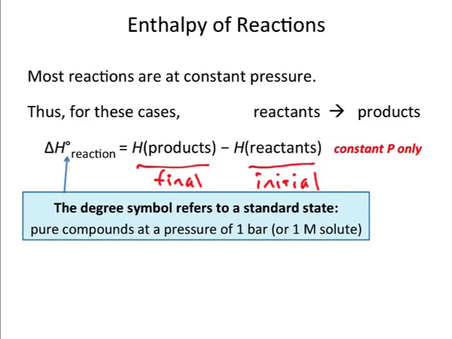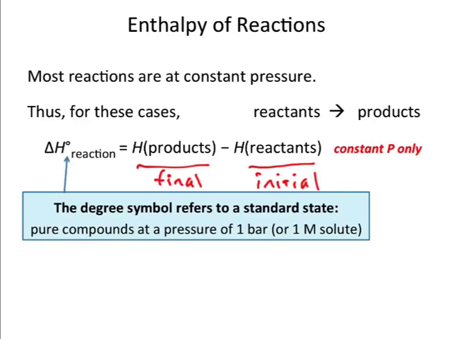Alright, so something else here is this degree symbol, which refers to a standard state, which is listed as a pure compound at a pressure of 1 bar or 1 molar. So if it's a solid, liquid, or gas, there's 1 bar of pressure of either the gas itself or of atmosphere over your solid or liquid. And if it's an aqueous solution, or really any solution, you have a 1 molar concentration.